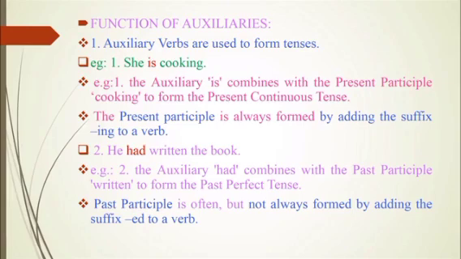The next example sentence is he had written the book. Here, the auxiliary had combines with the past participle written to form the past perfect tense. So what is meant by past participle? Past participle is often but not always formed by adding the suffix ed to a verb.